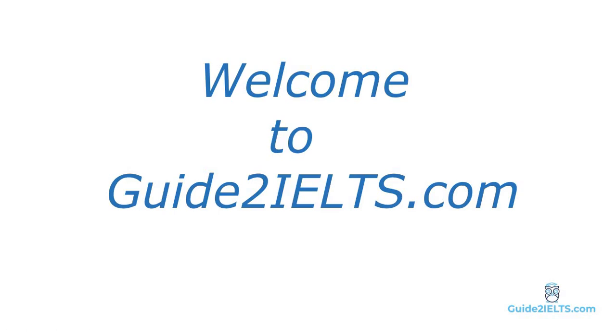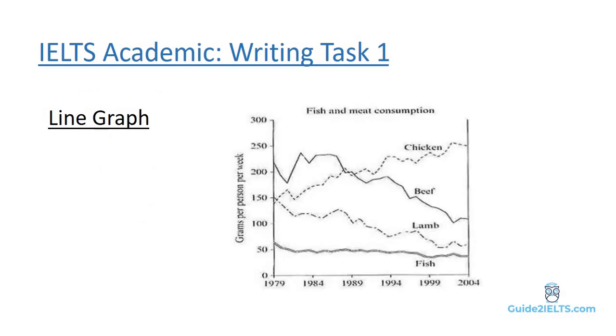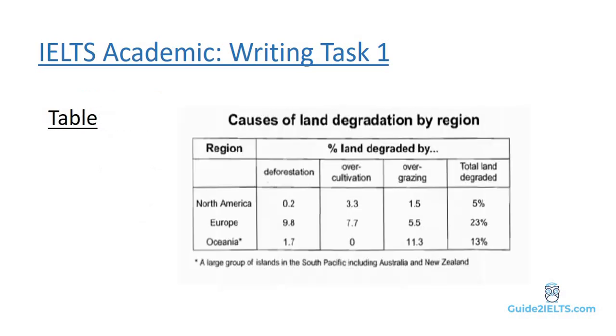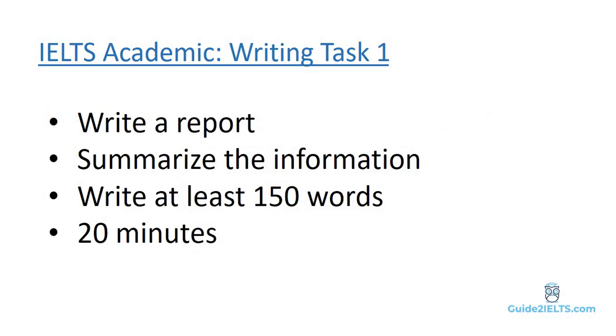In Writing Task 1 of IELTS Academic, test takers are asked to describe some visual information in their own words. It could be one or more bar graph, line graph, pie chart, table, process, map, or a combination of any of these. One needs to write a report by summarizing the information. The writing should be of at least 150 words and needs to be written in about 20 minutes.